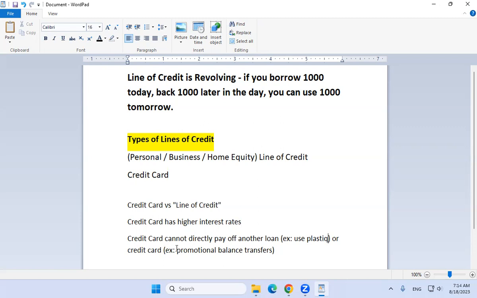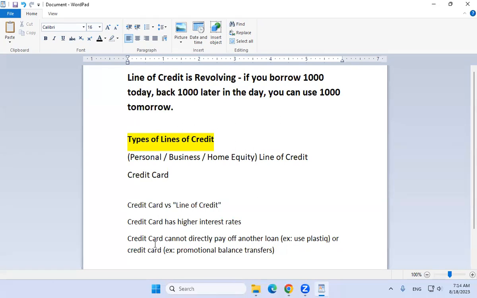Or another credit card, such as a promotional one. I'm sorry, let me say that again. You cannot pay off another credit card directly either. So if you have a balance on American Express and you're trying to pay it off with a Discover, you usually can't do that, unless once in a while you get that offer in the mail or in your email saying, hey, you have a promotional balance transfer.